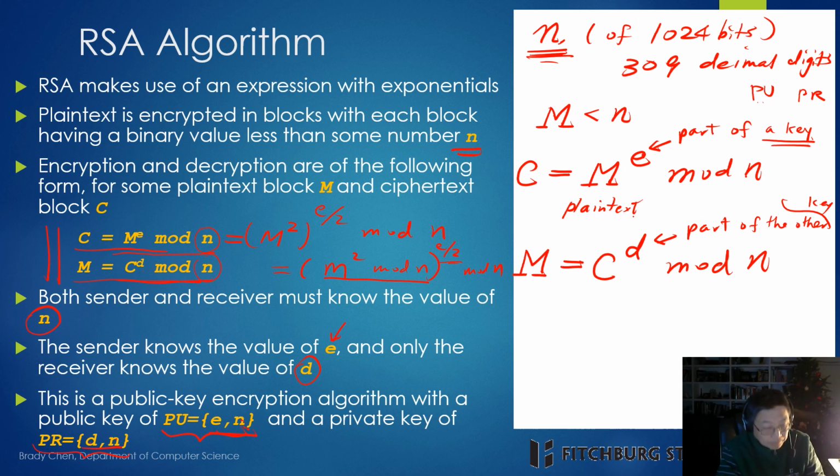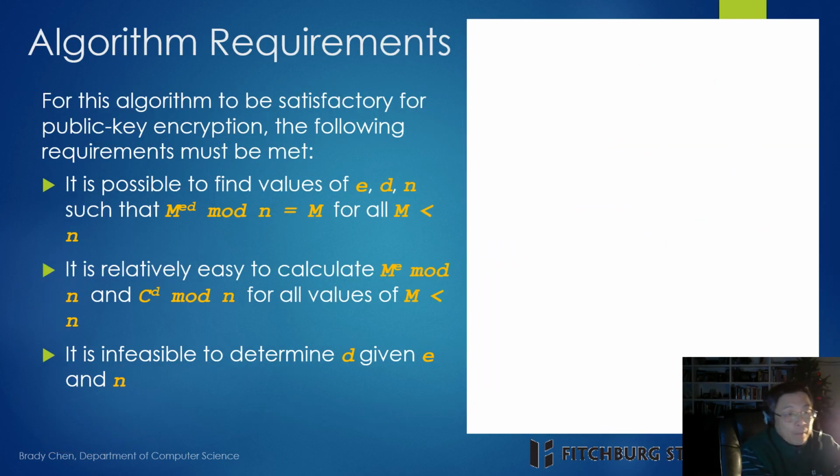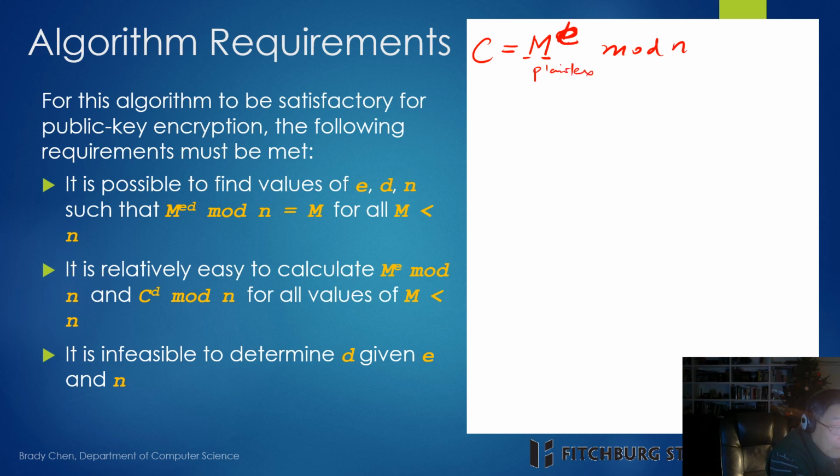So remember, in the previous slide, we said that the encryption should be very simple. So once we have a plain text M, and we know the E, we perform M to the E modular N, and this makes the ciphertext, right? That's the plain text, and that's the ciphertext.